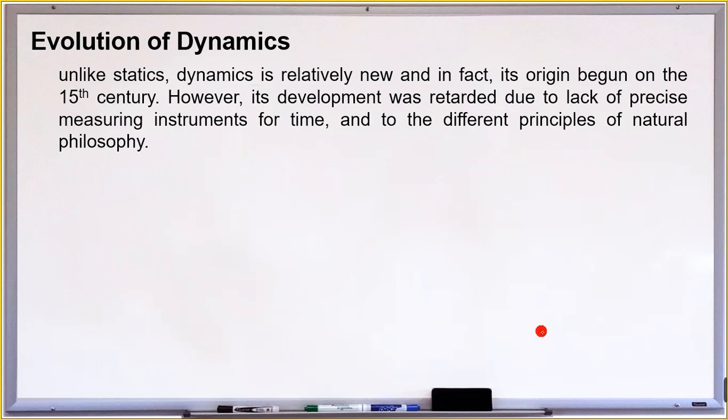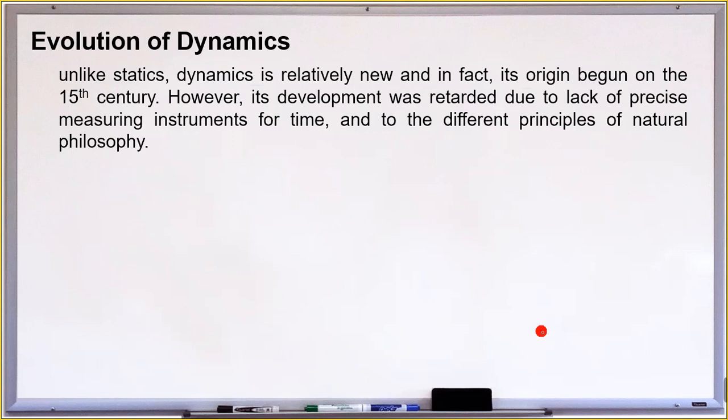the three parameters, very important parameters in dynamics, rely on time. So if we do not have accurate measurement of time, then those three parameters will also be inaccurate. So that also slowed down the development of dynamics. And of course, the natural philosophy, the principles of natural philosophy.